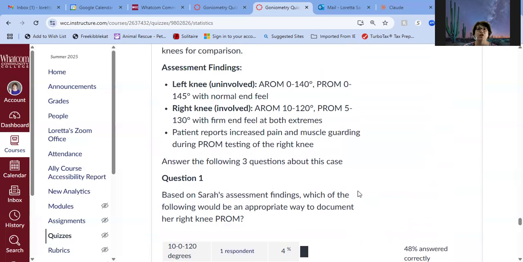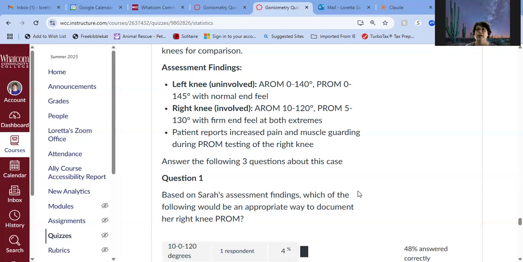But when we look at her range of motion measurements, her involved knee active range of motion was 10 to 120 degrees, which means she's lacking 10 degrees of full extension and she has 120 degrees of flexion. That makes sense. Passive range of motion is 5 to 130. So she's lacking 5 degrees from full extension.